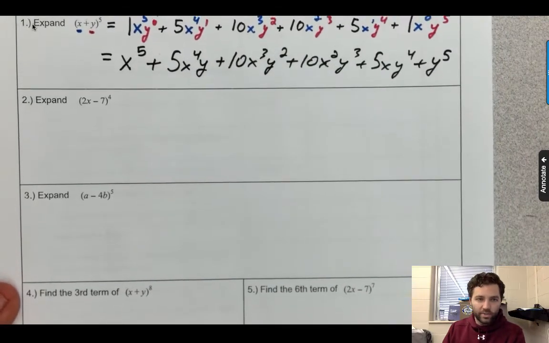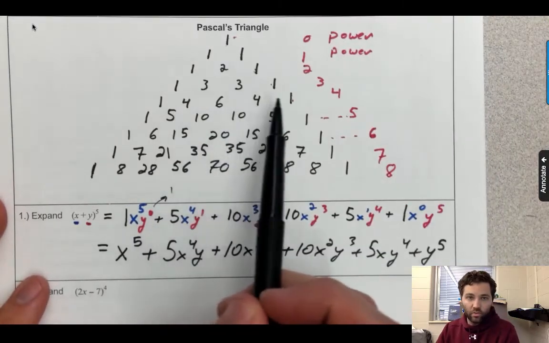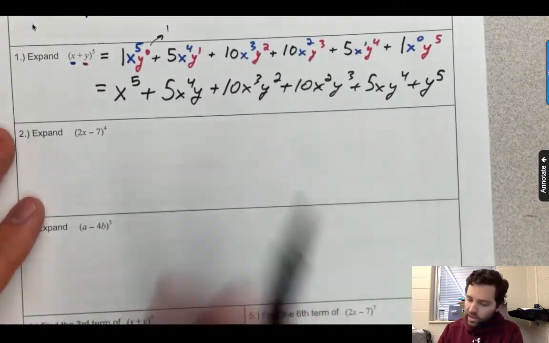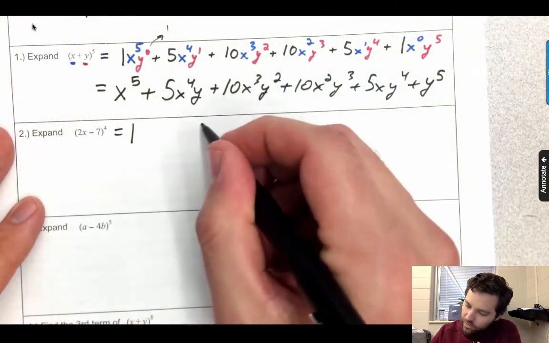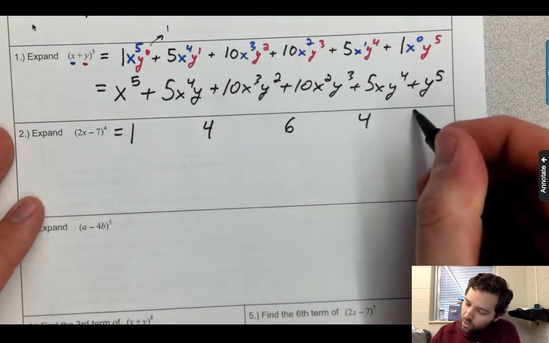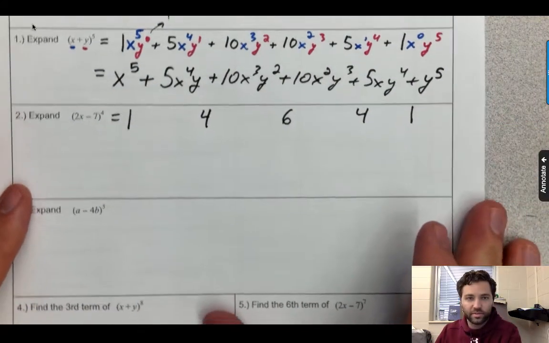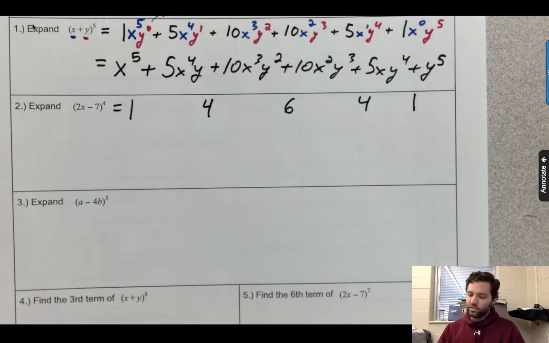We're going to go 2x minus 7 to the 4th power. So if I've got the 4th power, I'm going to go to the 5th row, which is right here: 1, 4, 6, 4, 1. Okay, and I'm going to write those coefficients out, giving myself plenty of space. So I've got 1, 4, 6, 4, and 1. Maybe I can give myself enough space. We'll see.